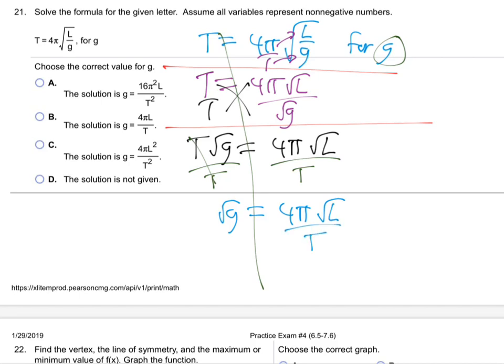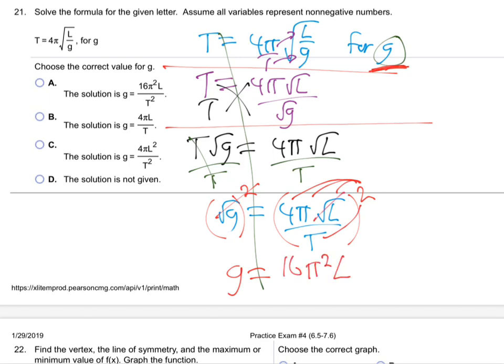Okay, now getting close. We want regular G though. We don't want square root of G. How do we turn that square root of G into regular G? Parentheses, to the second power. Got to do it to both sides though. Cancels the root. G equals. Now, what do you do with the square on this side? You square everything. Square the 4, square the pi, square the root, square the T. 4 squared is 16, pi squared is just pi squared. The root gets removed, and the T gets squared on the bottom. There it is, 16 pi squared L over T squared.